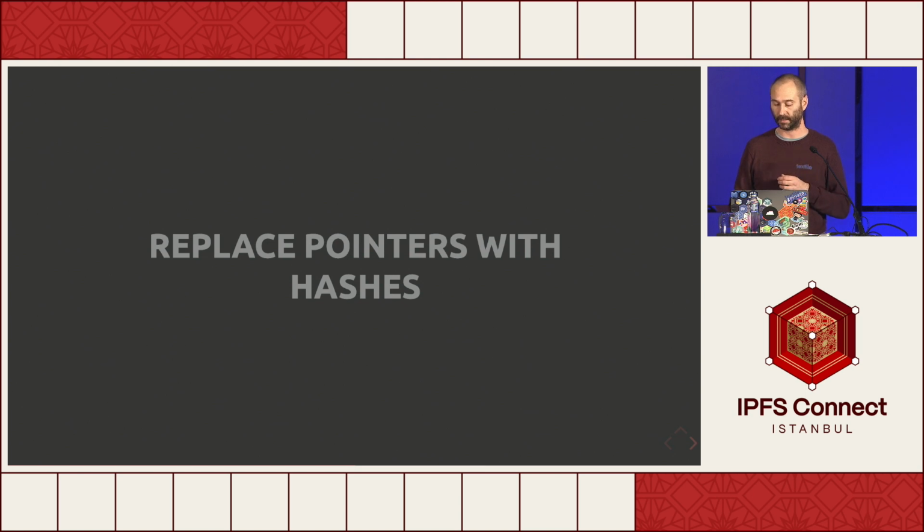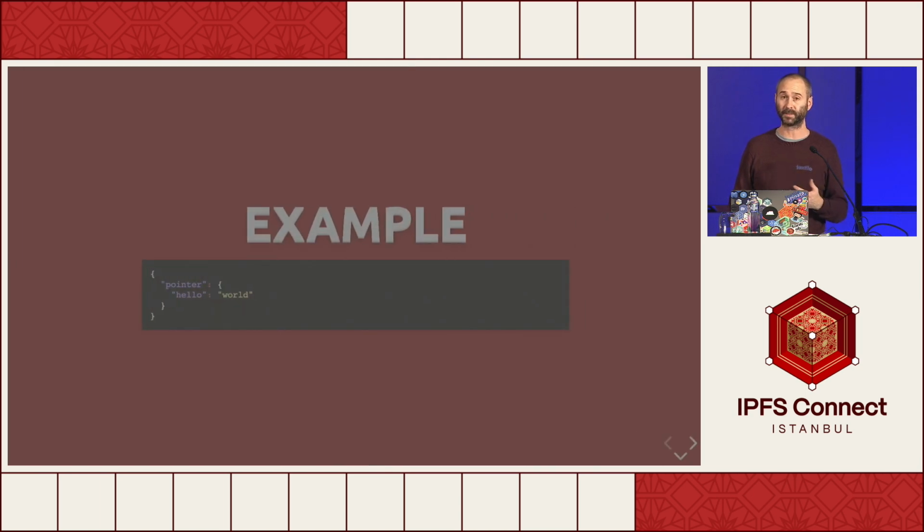So I'm going to try and show some examples to illustrate this a little bit better. So imagine we have this very simple JSON data structure here where it's an object, it has a pointer to some other object. In this case, it's an object that has a hello key, and the value for that key is world. Okay? Now, we could do something way more complicated.